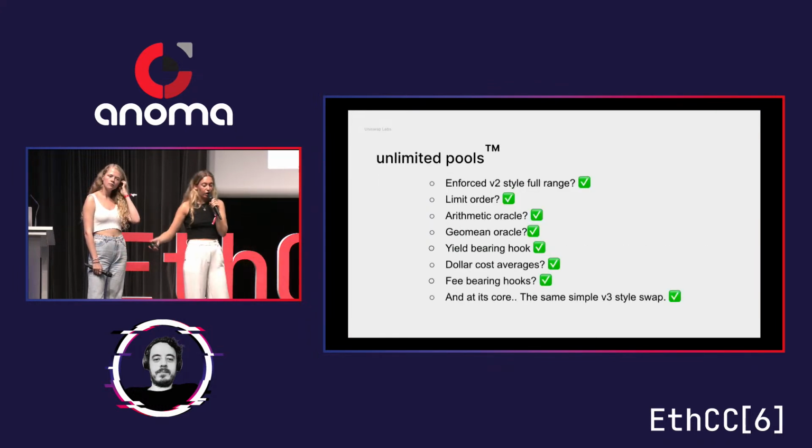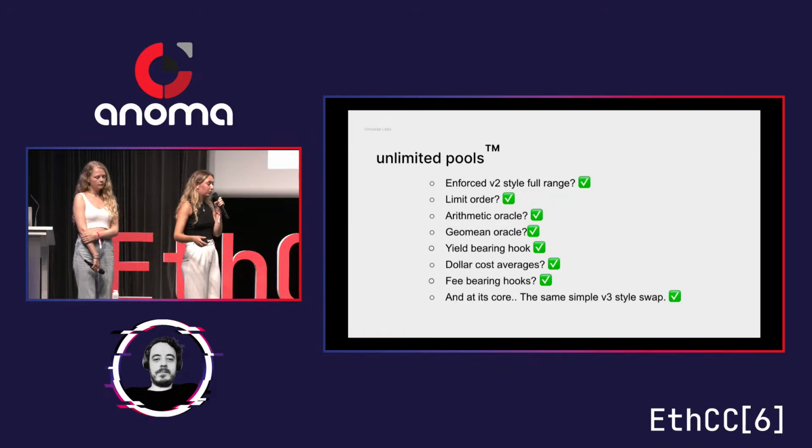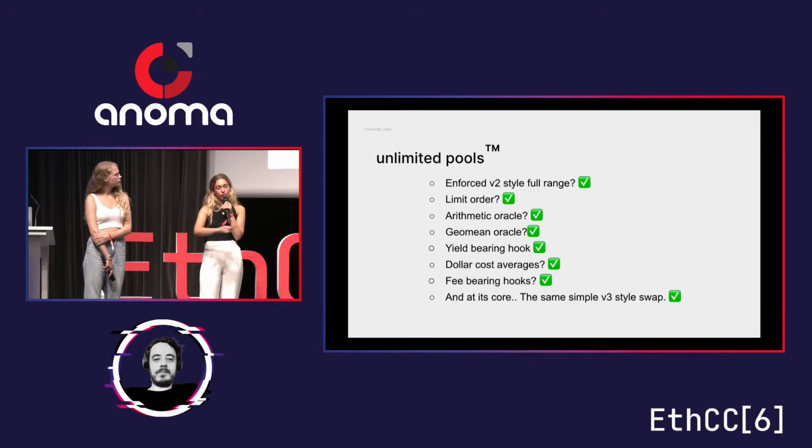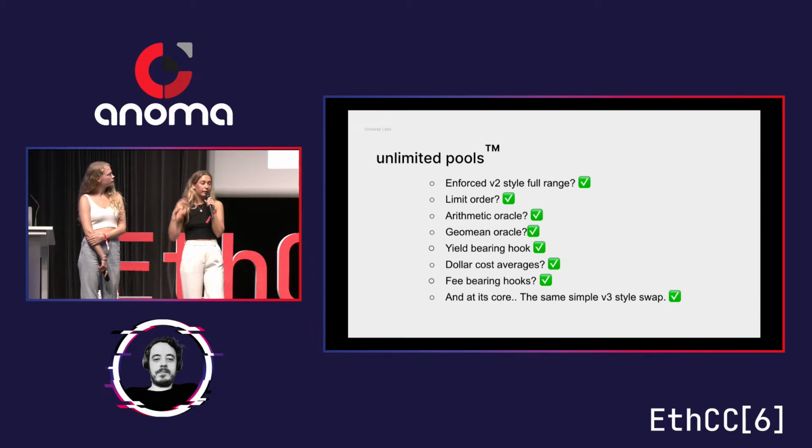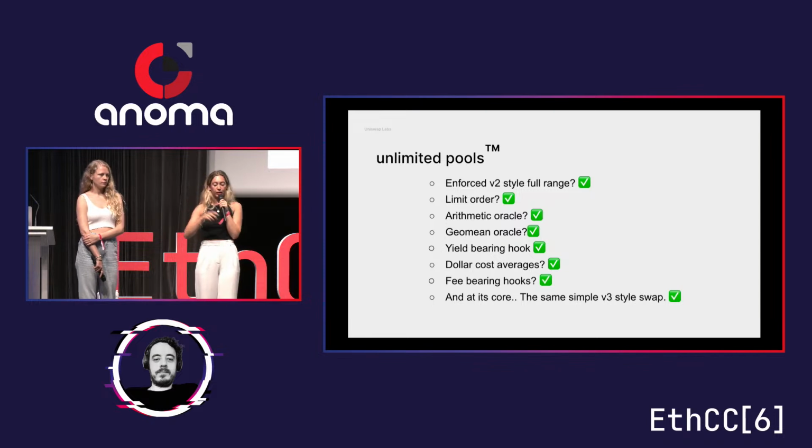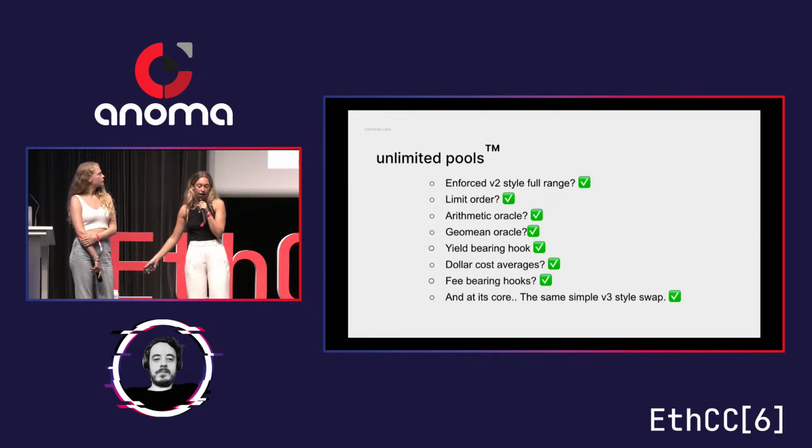So all that is to say is that hooks really allow you to build any kind of pool that you want. So we just went over this enforced V2 style full range pool. You can build limit orders. You can build all kinds of oracles, yield bearing hooks. I mean, just really everything.